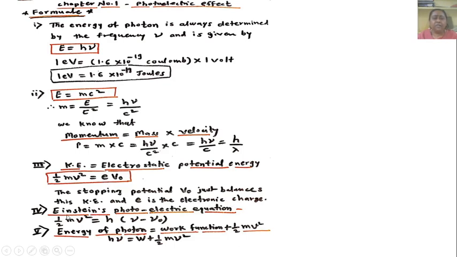Now next, the Einstein photoelectric equation: 1 by 2 m v square equal to h into nu minus nu 0. Another formula: energy of photon is equal to work function plus 1 by 2 m v square. So the energy of photon, h nu, is equal to work function, that is w, plus 1 by 2 m v square.